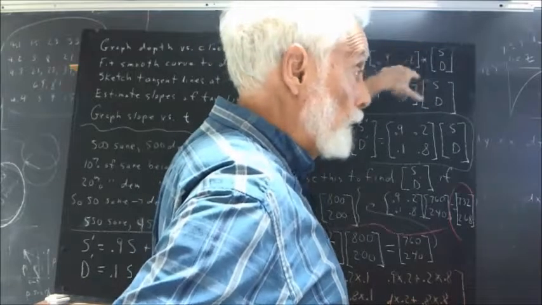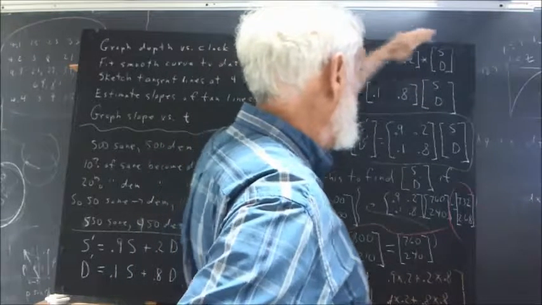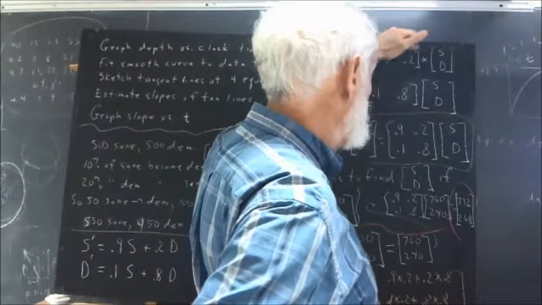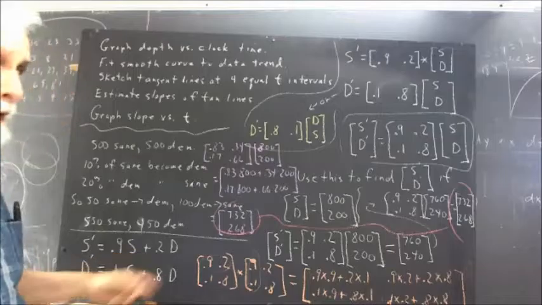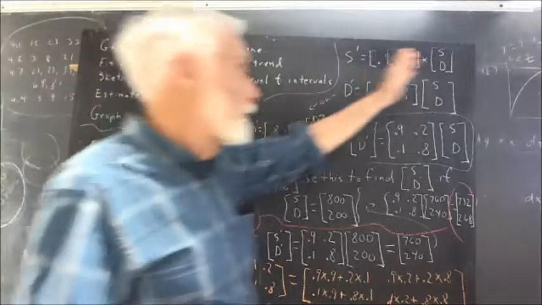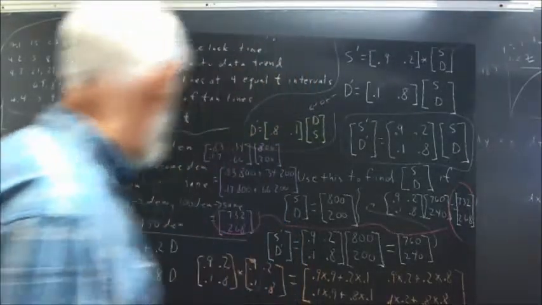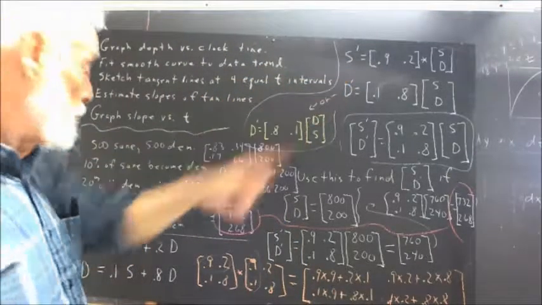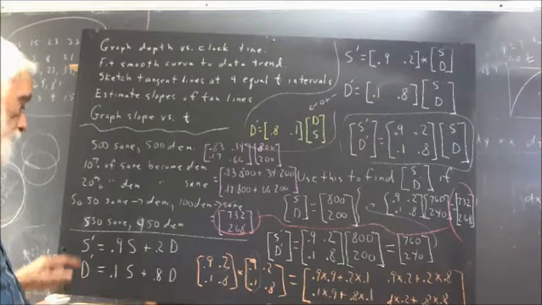And then you take those numbers and add them. So in this case, you do 0.9 times S and 0.2 times D and add them. Well, that's exactly what you have over here. So this rule for multiplying a row by a column with that row and that column gives us exactly this. Okay, and then the D prime.